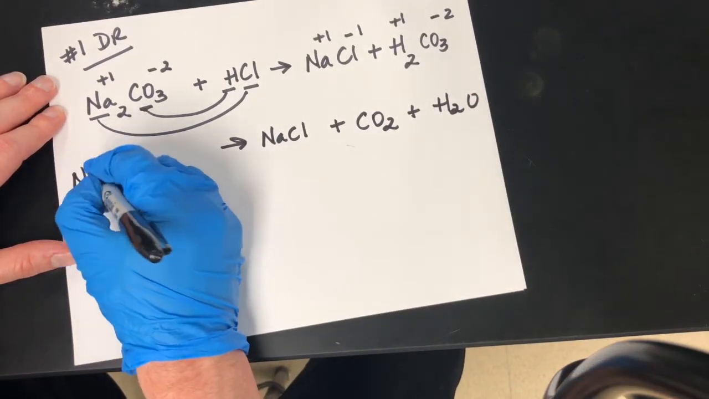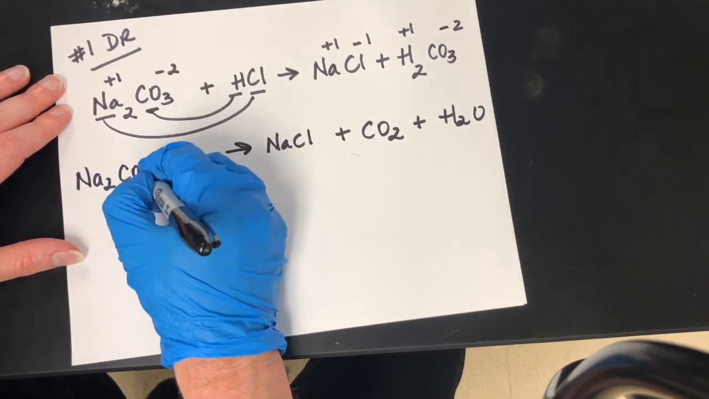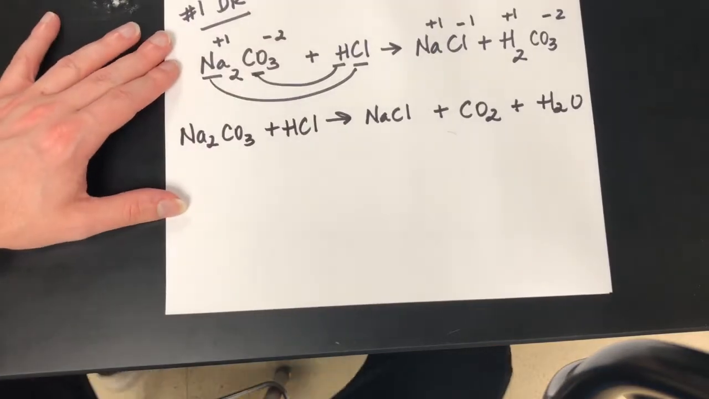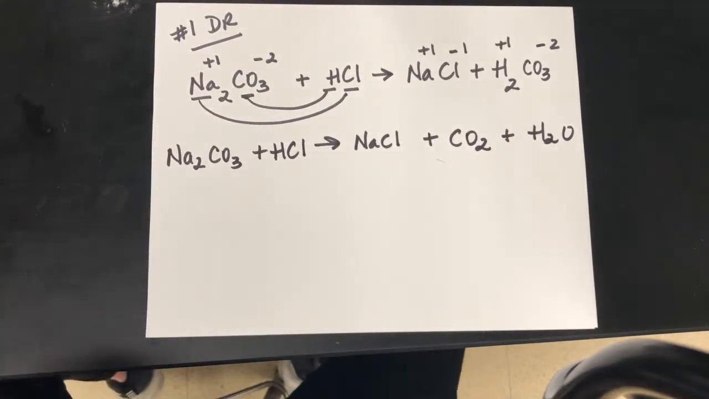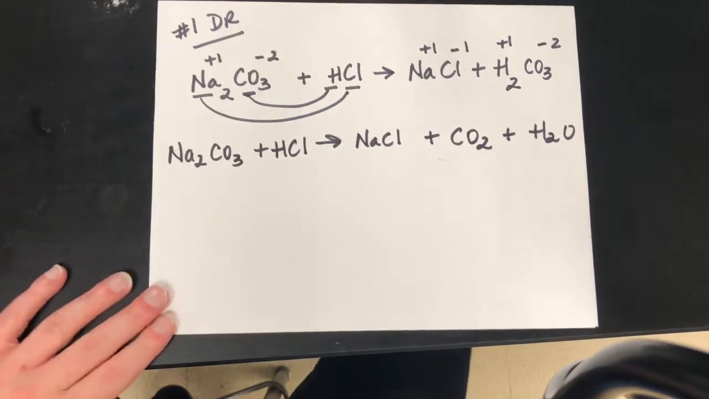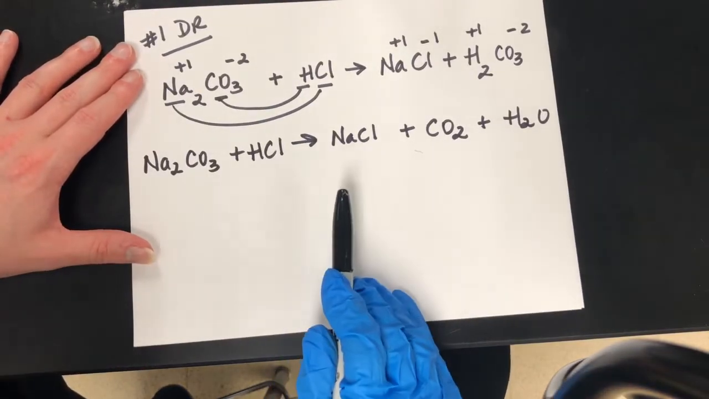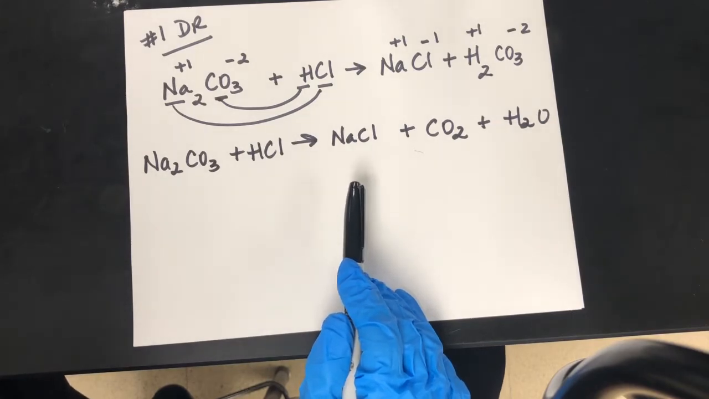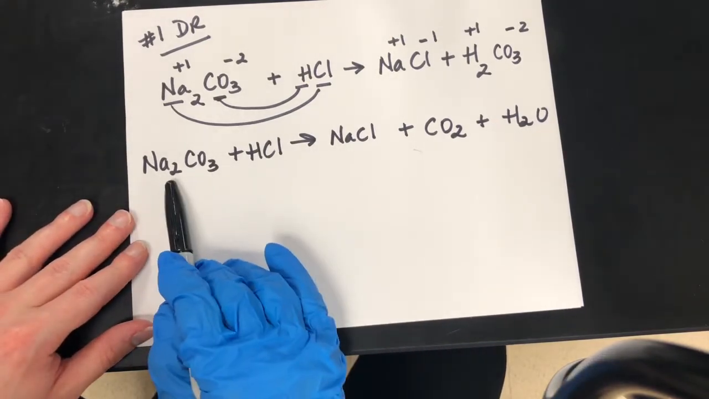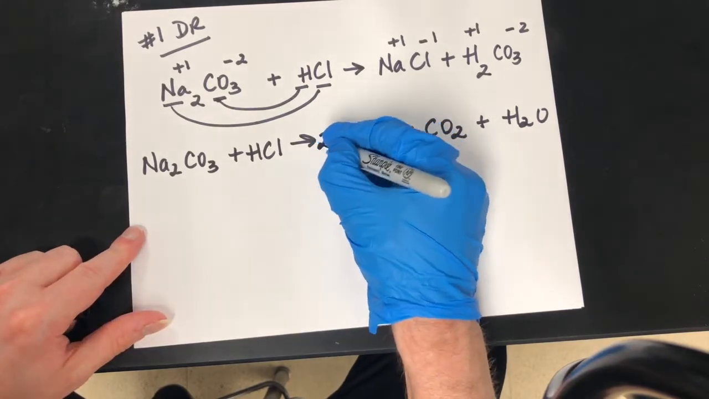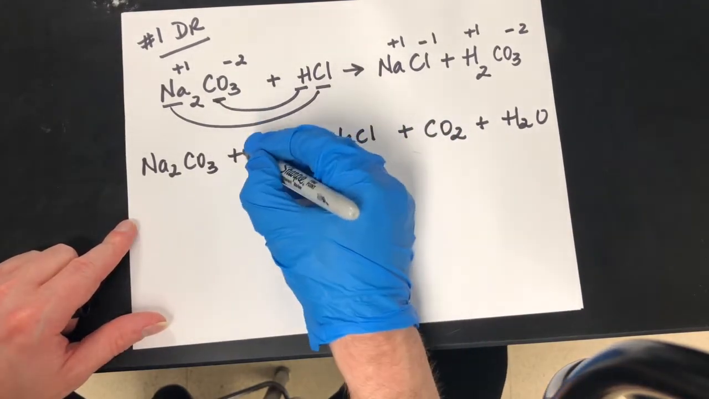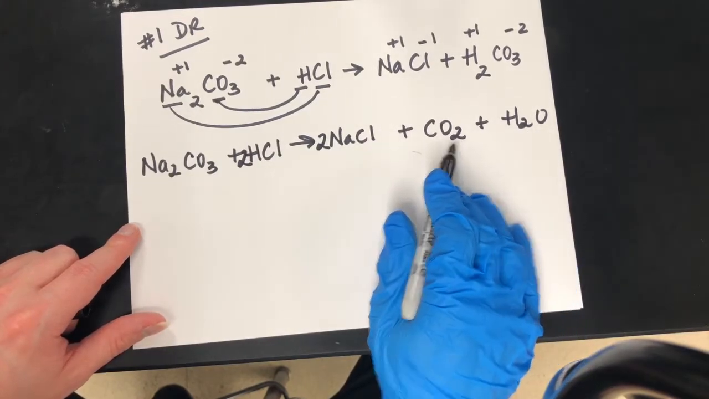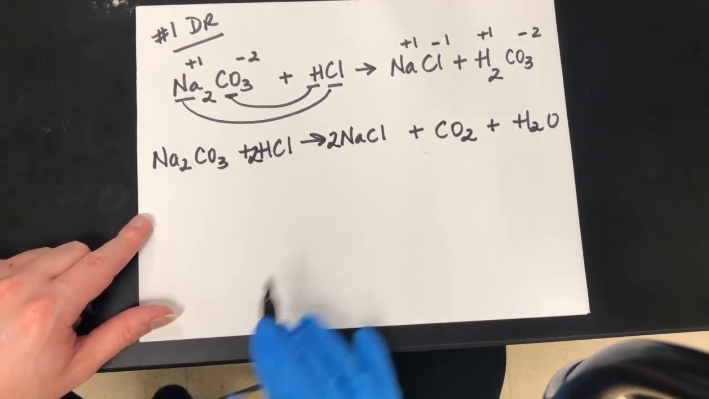Now, when we go and do these double replacement reactions, we need to make sure we do our solubility rules. Okay, so let's make sure it's balanced first. So I have two Nas on this side, need two Nas on this side, two Cls, two Cls, two H's, two H's, three O's, one C, one C, so it's balanced.